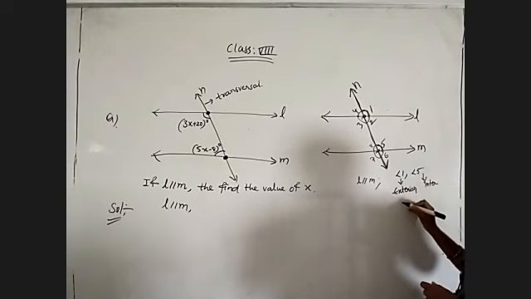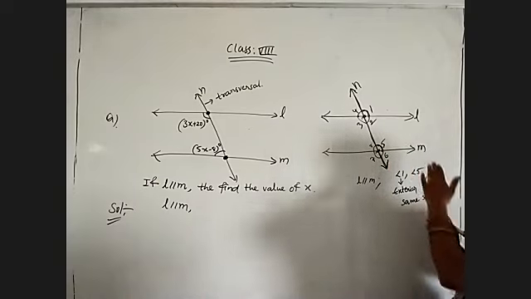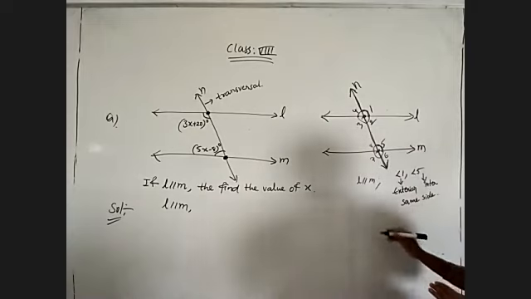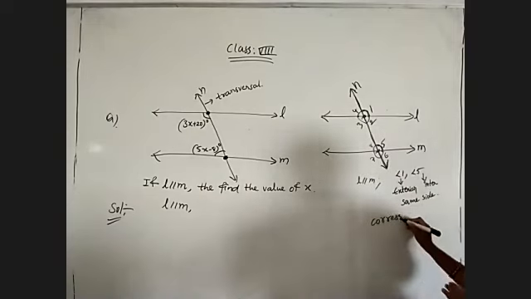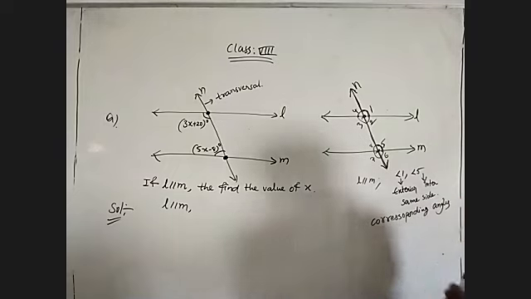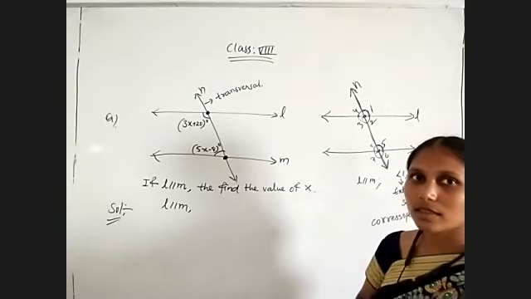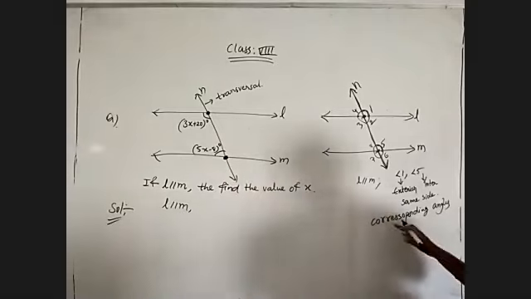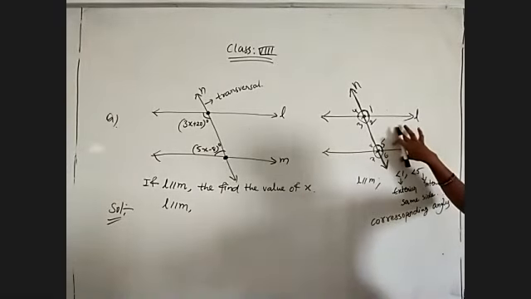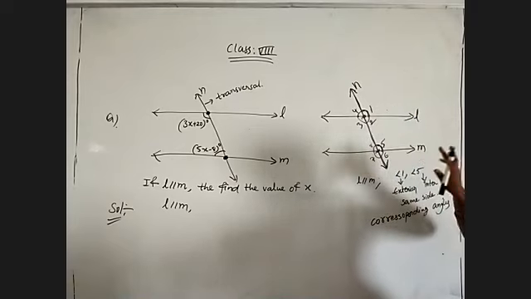Angle 1 and angle 5 both lie on the same side of the transversal, and one is inside, one is outside. Such angles are said to be corresponding angles. I hope you remember these topics: corresponding angles, alternate angles, and co-interior angles. So corresponding angles are the angles which lie on the same side of the transversal, where one is interior and one is exterior.